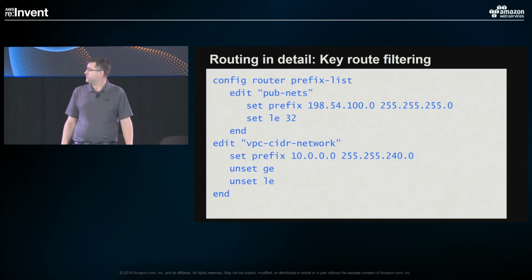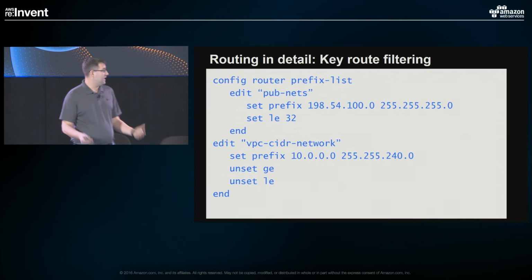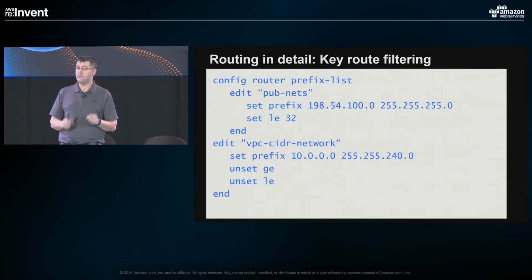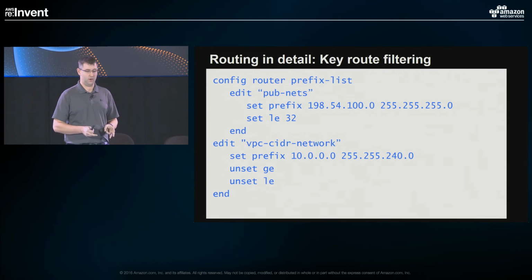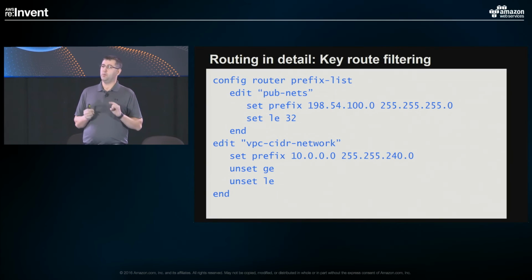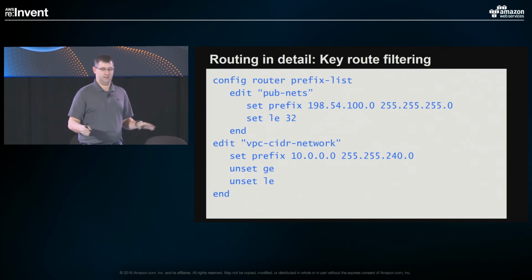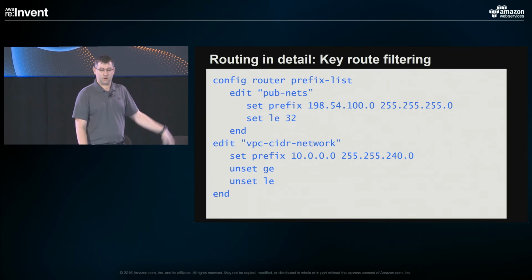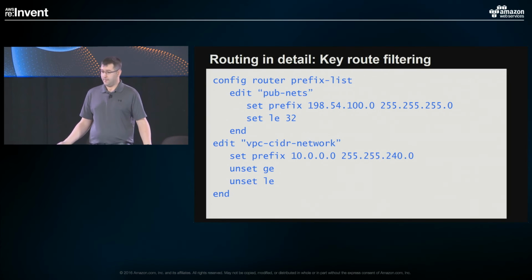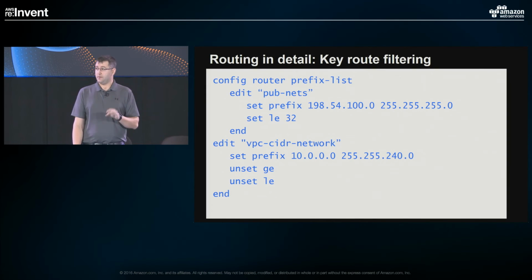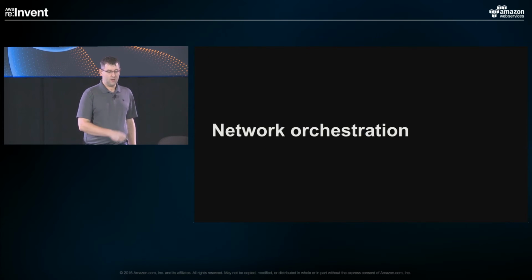So for route filtering, these are some of the key items we did. We made sure that we filter the public nets, and we only allow 32s to come from the firewall. We did this on both the router and the firewall to make sure that it's exactly what we want and nothing else. And we also dynamically create this VPC CIDR network from our orchestration system, which I'll talk about. It allows only our VPC network to be accepted from our AWS peers, nothing lower, nothing bigger.